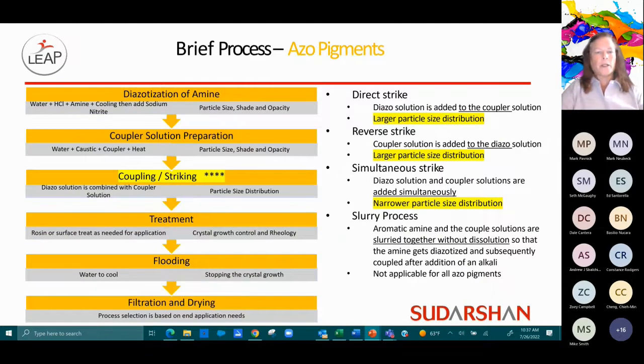For azo pigments, we talked about the coupling and striking process as being key to particle size distribution development. So we talked about the direct and reverse strikes creating a larger particle size distribution, so that creates the more opaque versions, whereas the simultaneous strike will produce a more narrow and smaller particle size for the transparent versions. So these are some options that have to be considered when designing that particular product.